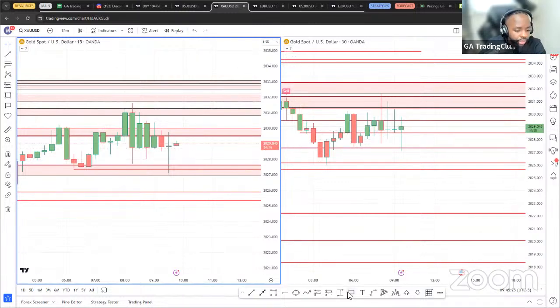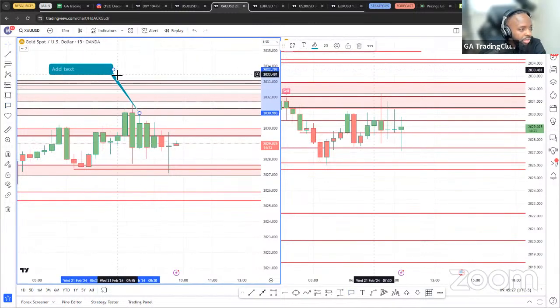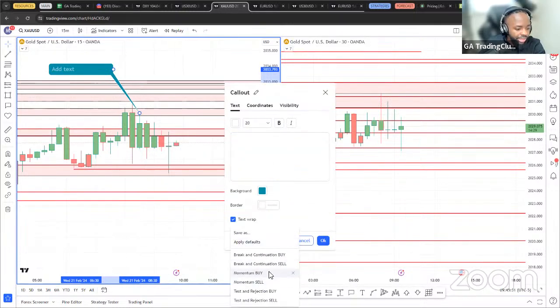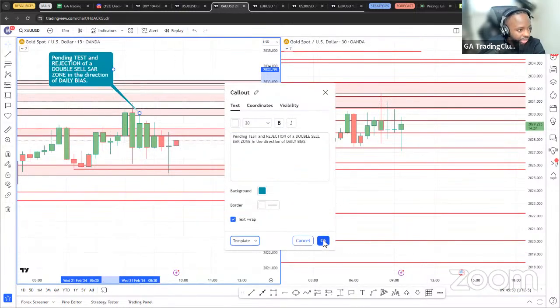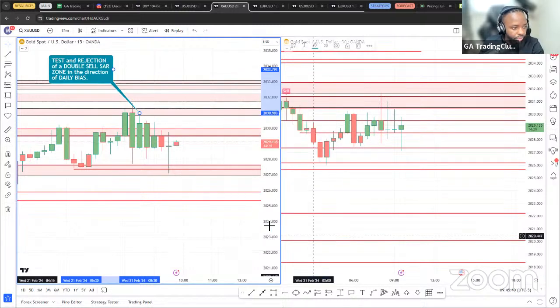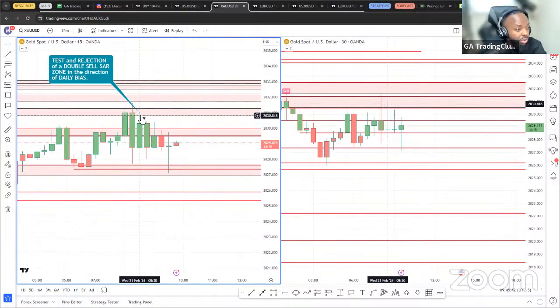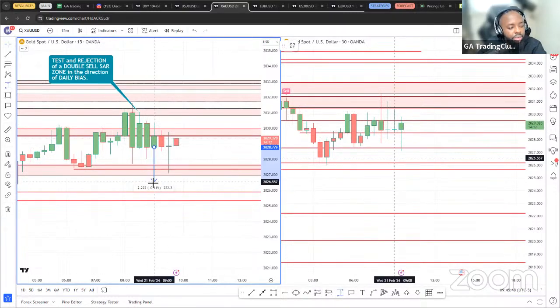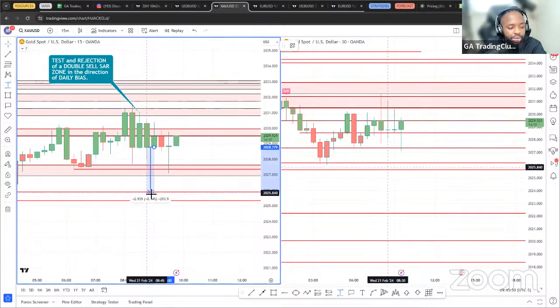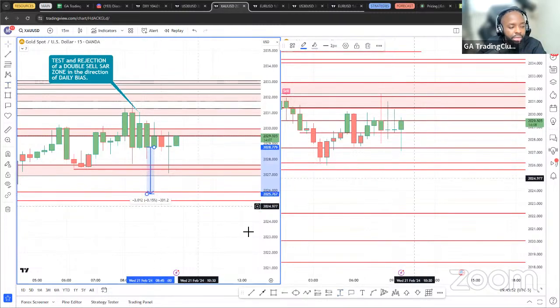But here, if we mark up this zone, this is a test and rejection pending. Actually, it's no longer pending because it's already validated right there. So this is your test candle, and this is your rejection candle. Of course, the trade validated down here, but since the trade is overextended, the distance between the entry and your SAR levels is overextended.